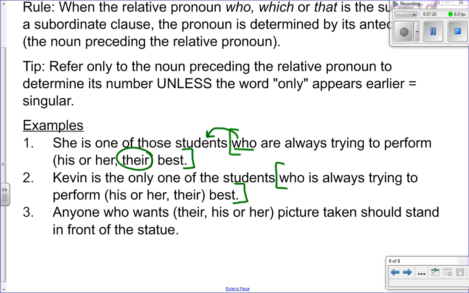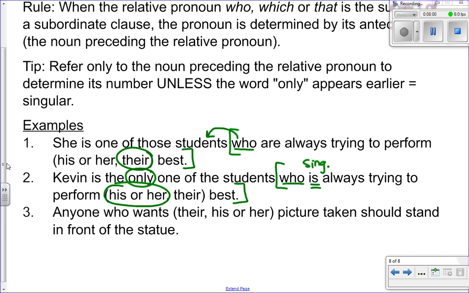And then my relative pronoun, again, is who. Now, two things are going on here. First of all, if I look in the subordinate clause itself, I can see a singular verb that is used, which is telling me that the sentence context identifies this as singular, which means I should choose his or her. Also, there's another clue. He is the only one of the students. So he's the only one who's always trying to perform his best. And so only limits the meaning to this being singular.